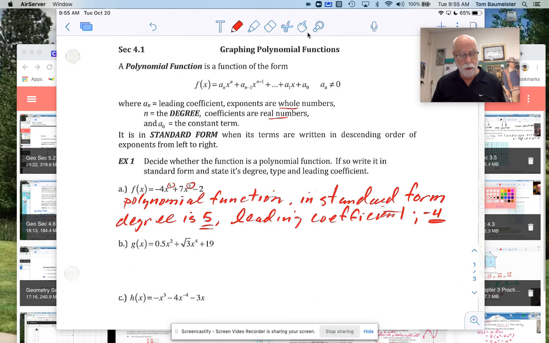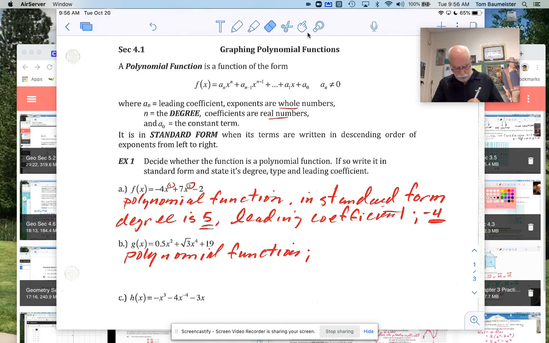All right, second one. Again, what we have to do is look and see, are the exponents whole numbers, which they are. All right. So it is a polynomial function. Now on this one here, if you look, it is not in standard form. So we have to put it in standard form. Our highest one is the 4th power. So we have to rewrite it.